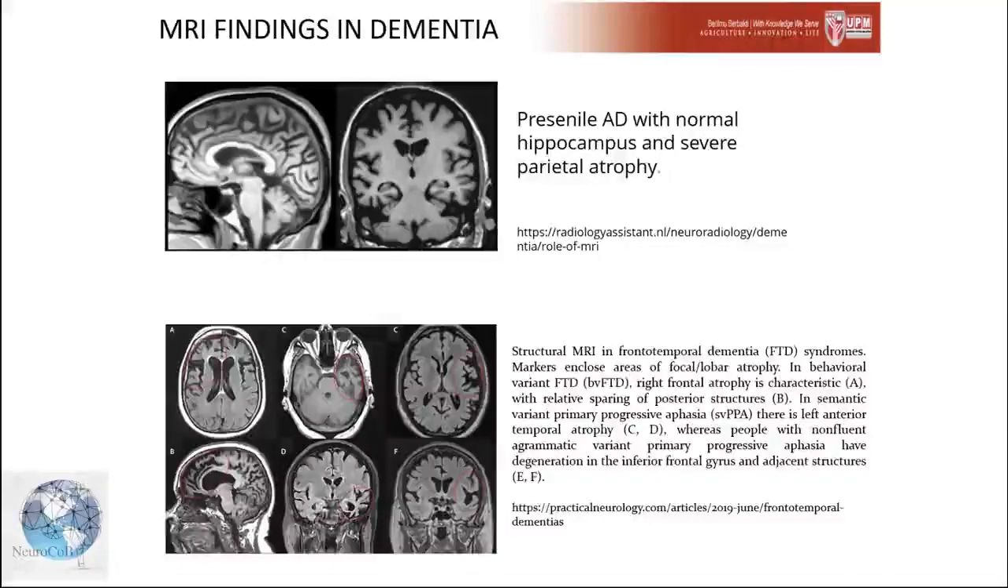So this is an image of presenile Alzheimer with normal hippocampus and severe parietal atrophy. This is the hippocampus on coronal image, normal height, and this is the parietal atrophy. You can see this mark here. So structural MRI in FTLD syndrome shows marked, circumscribed areas of focal lobar atrophy, characteristically.